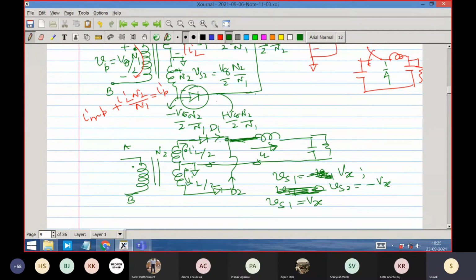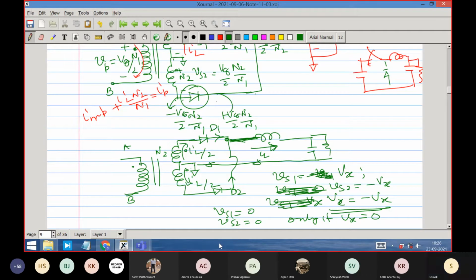So if this is Vx, that means you are as if saying Vx is equal to minus Vx. When can it be true? Only if Vx is equal to 0. So which implies that the voltage Vs1 is equal to 0, Vs2 is equal to 0, Vs1 is equal to Vs2 anyway, because they are of the same thing.